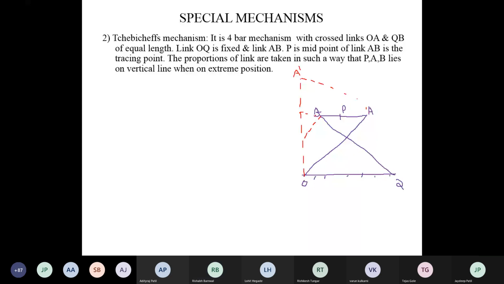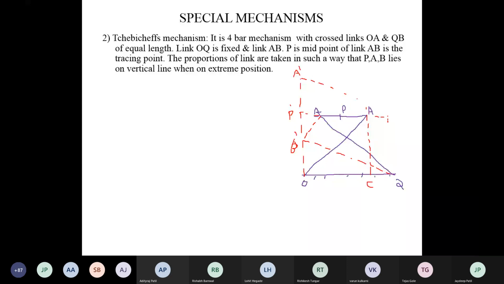B dash. I have to join this B dash to Q. I have to draw through A a perpendicular to OQ. Suppose this is the point C. Then I have to make a rectangle here, or you have to close this rectangle.